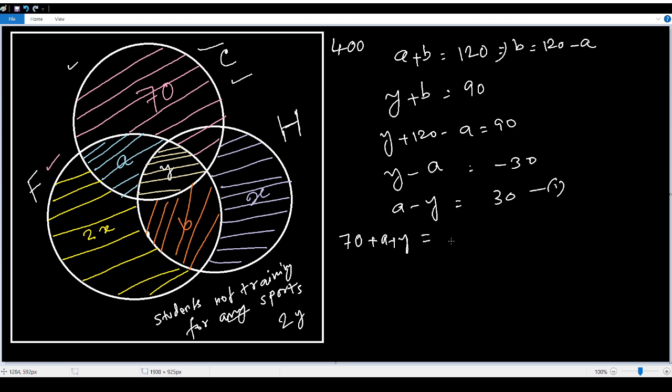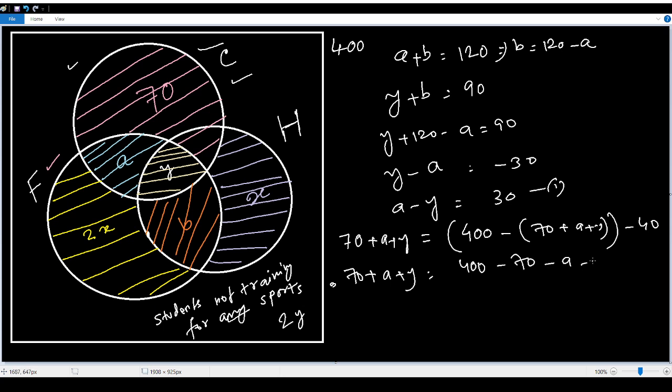That is equal to, how many people are not playing cricket? Total is 400, so 400 minus (70 plus a plus y) is the number of people who are not playing cricket, minus 40. Why? Because it is given that the number of students training for cricket is 40 less than those who are not training for cricket. Did you understand this, everybody? Yes. So I am just solving this.